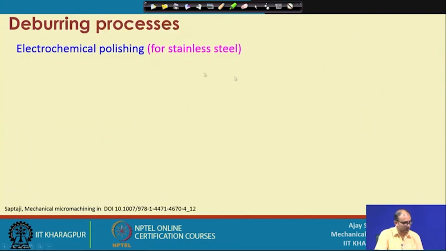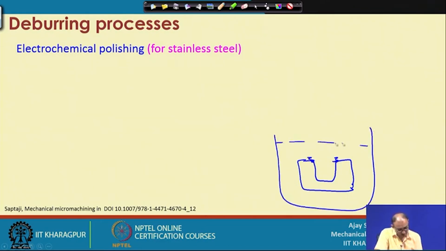So, let us see what the options are. Electrochemical polishing is one of the things, where you are not physically giving any type of forces. So, how will this work? This is the workpiece, and you have burr formation here. You put it in an electrolytic cell, and then you have to provide the voltage support.